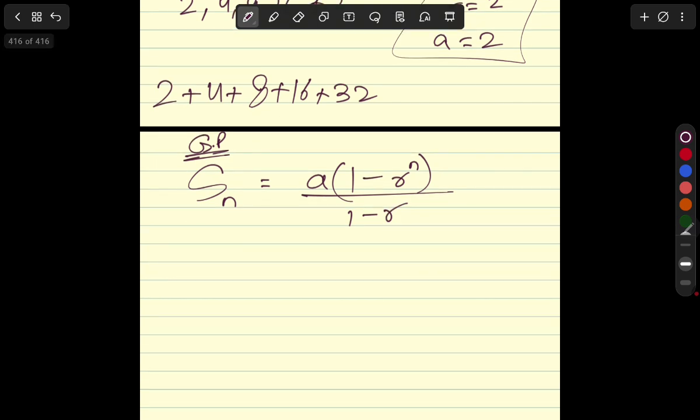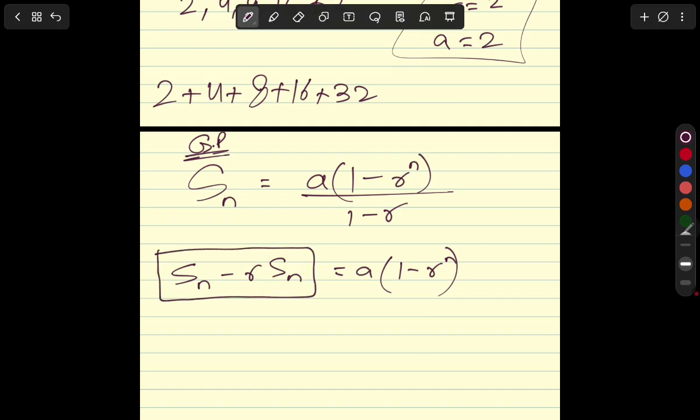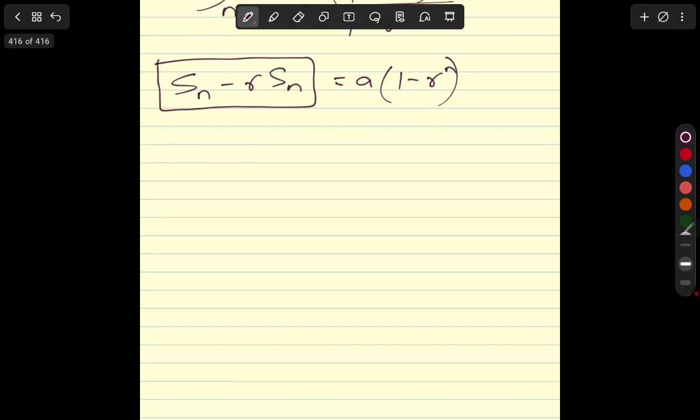Now, if you look here, if I multiply both the sides by 1 minus r, I get Sn minus r times Sn, which becomes a multiplied by 1 minus r to the power of n. So what does a general sum of n terms look like? The first term is a, the second term is ar, the third term is ar square, plus dot dot dot, plus ar to the power of n minus 1. So for n terms, the last term is going to be ar to the power of n minus 1, right?